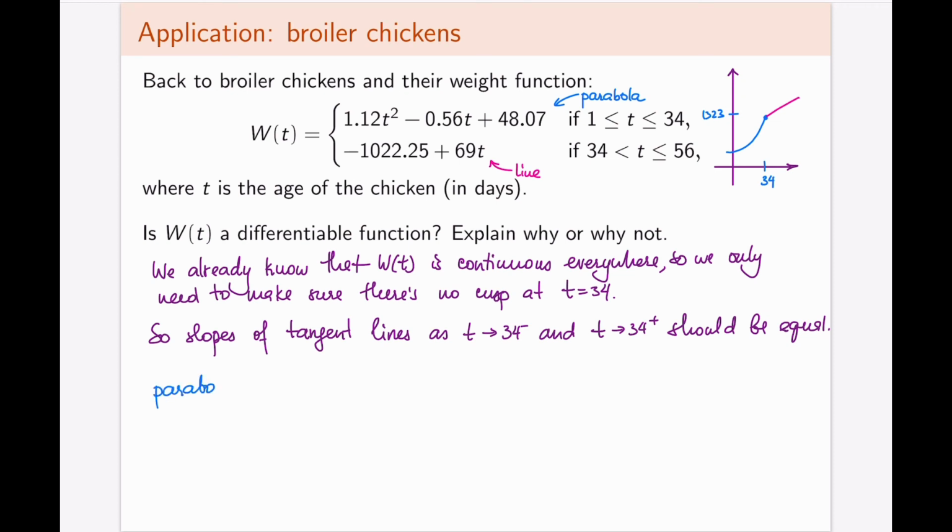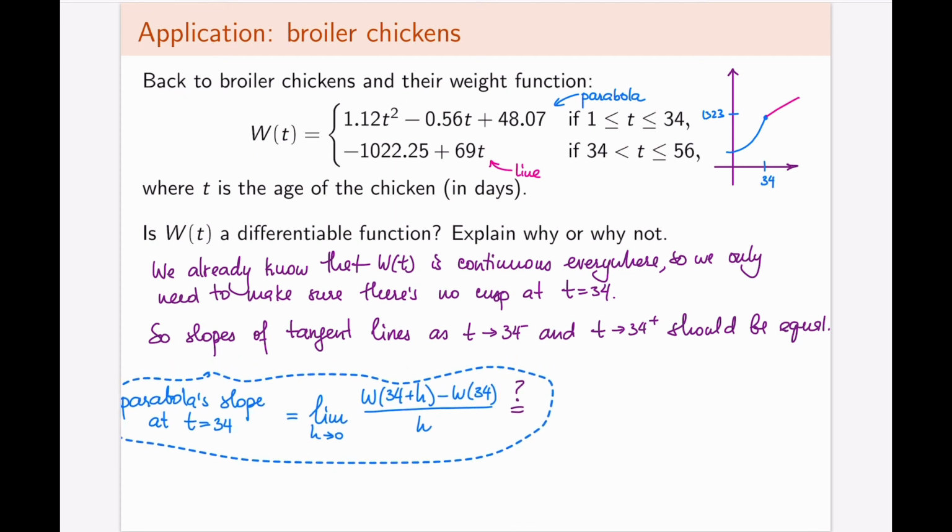Parabola's slope at t equals 34. And what is that equal to? Well, my definition of the derivative is the slope of my tangent line at that point. So w of 34 plus h minus w of 34 all over h. And I need to figure out whether or not it equals the slope of the line past 34. So on the other side, I'm going to have the exact same type of expression, but now for my line.